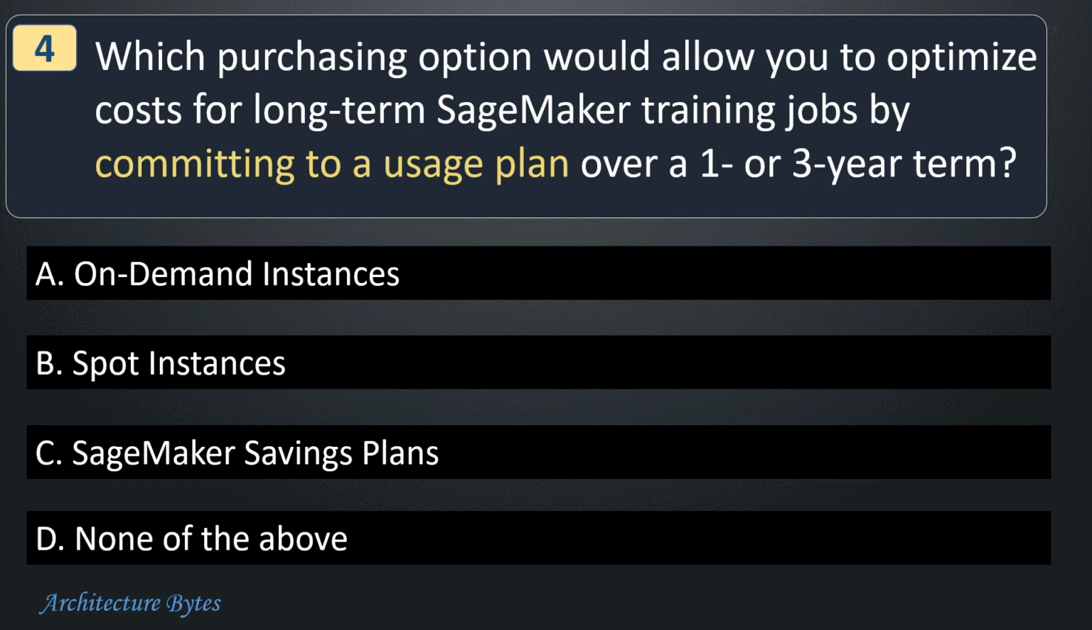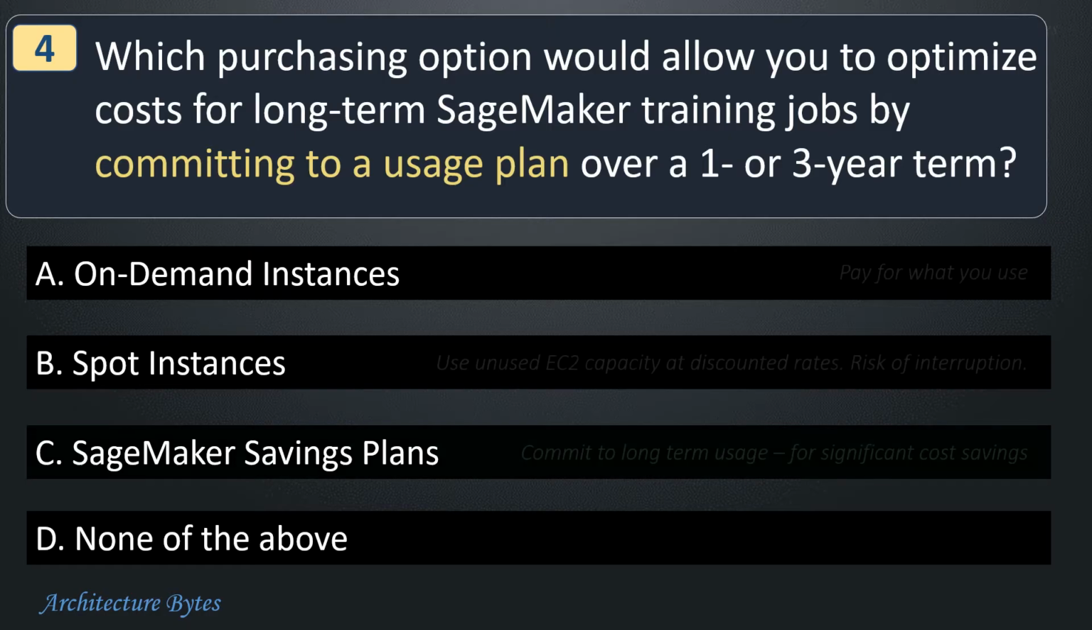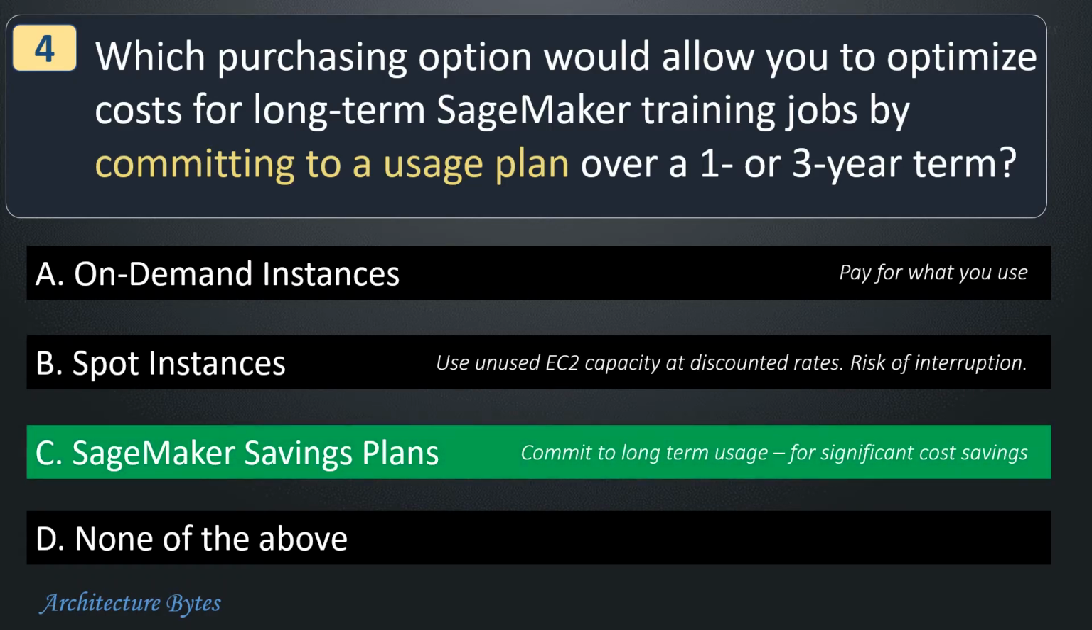Which purchasing option would allow you to optimize costs for long-term SageMaker training jobs by committing to a usage plan over a 1 or 3 year term? Our options are on-demand instances, spot instances, SageMaker savings plan, or none of the above. Option C, SageMaker Savings Plan, is the right answer here.